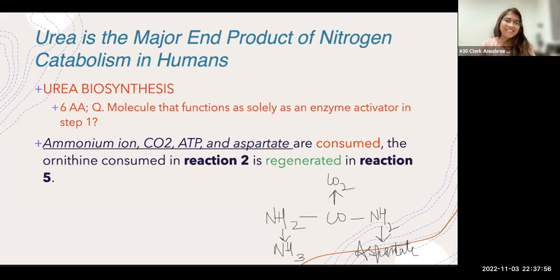Okay, Anisha, yes, it's the N-acetyl glutamate. It's an obligatory molecule. Without it, the carbamyl phosphate synthetase 1 will not function at all. So it has to be there. Any deficiency in this molecule will cause a buildup of ammonia.